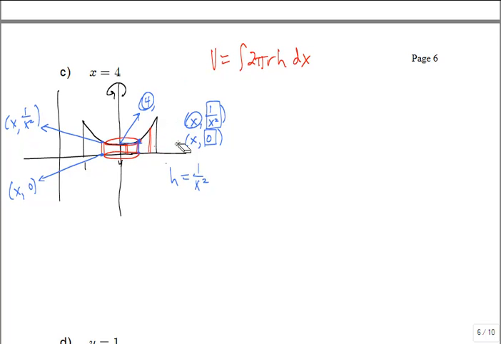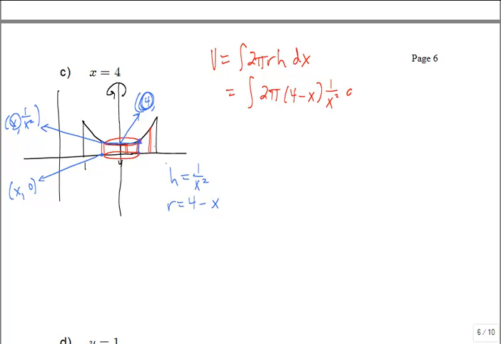But if I take these out of here for a moment so it's not so messy, when I look at my radius, it's going to make a difference which way I go, because in this case I want to use this x value because it's on the right minus this x value on the left. So my radius should be the 4 coming first because it's on the right minus the x on the left. And so my integral is going to be the integral of 2 pi times 4 minus x times that height, which was 1 over x squared.